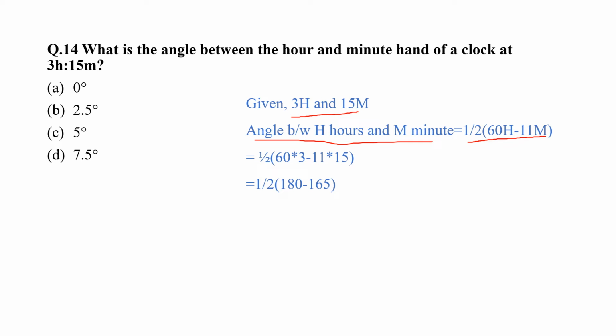From calculating the above equation, we get 1 upon 2 into (180 minus 165). So we get 1 upon 2 into 15, and this can be divided. So our answer is 7.5. So what is the right answer? The right option is D, 7.5 degrees. This is the angle of a clock at 3 hours and 15 minutes.